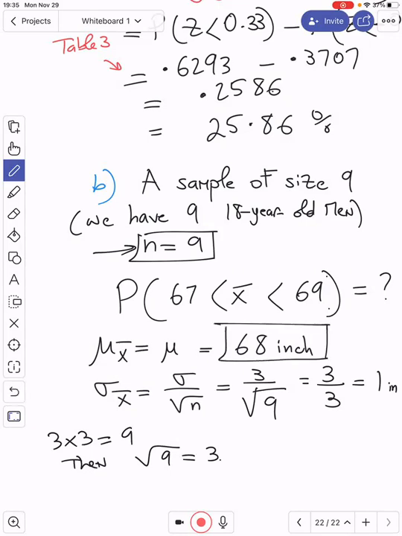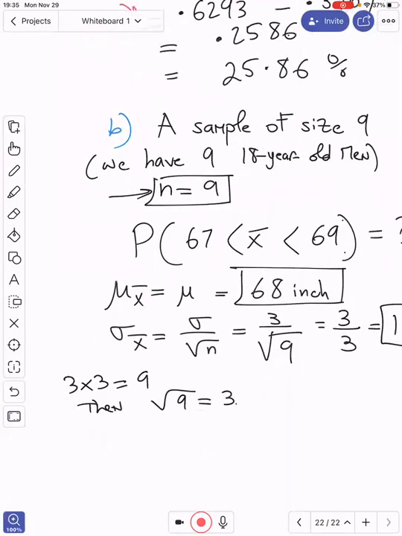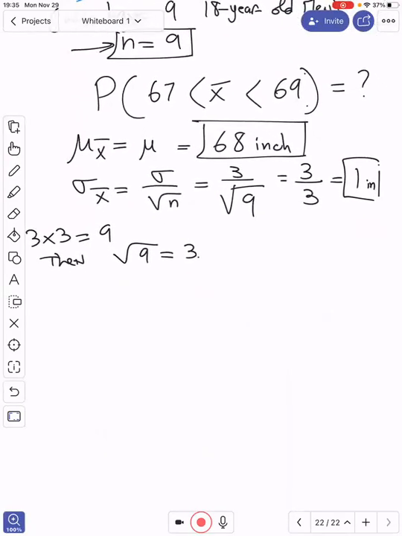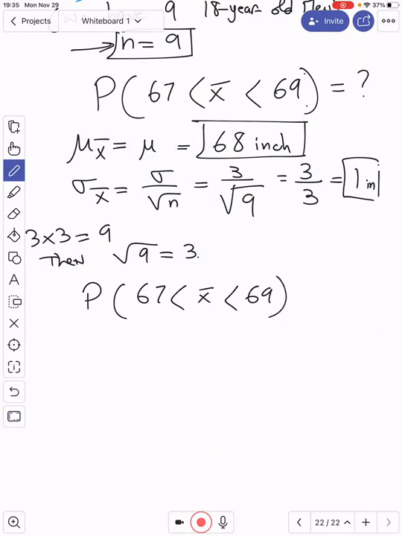The mean of x bar, or mu of x bar, is 68, and the standard deviation of x bar is 1 inch. Now we can convert this x bar to z. Once we have the mu and the sigma, we can convert. So 67 < x bar < 69, that's what we want to compute.